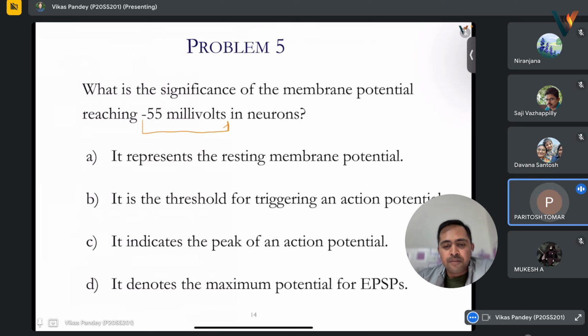It should be B. Whatever doubt there is in the D option is because in the second question we discussed that if EPSP is reaching beyond minus 55, we won't be calling it EPSP. So it should be the maximum of EPSP as well. So I guess both B and D would be right. B and D also we can say is somewhat correct, right? Any other answers for this?